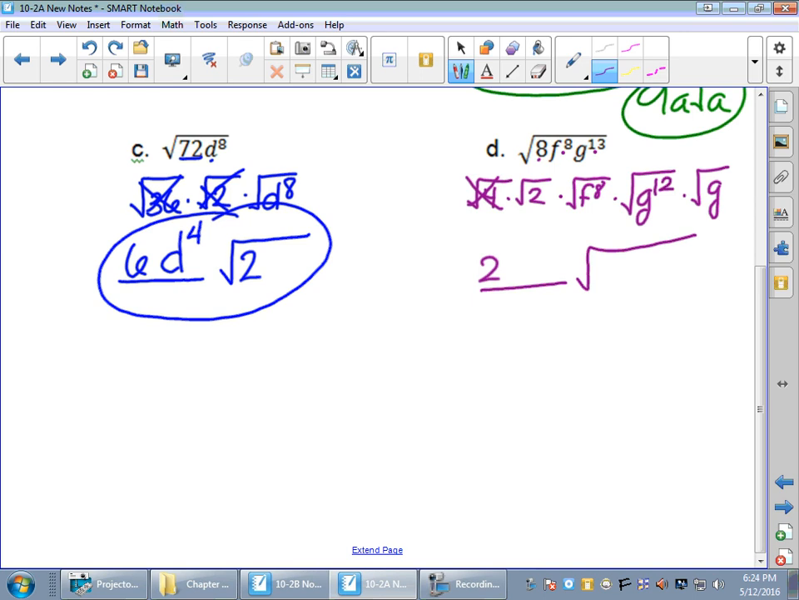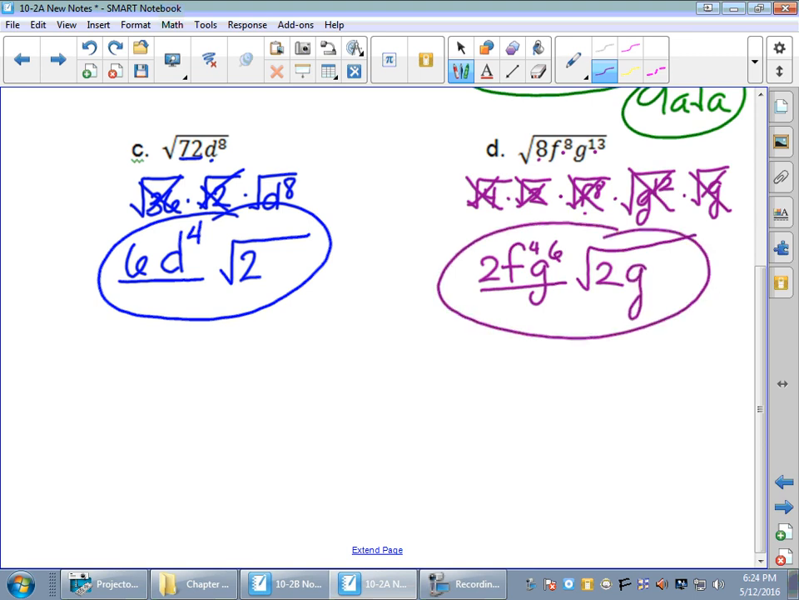becomes a 2 on the outside. Square root of 2 ends up going inside the radical. The square root of F to the 8th becomes F to the 4th outside. The square root of G to the 12th becomes a beautiful G to the 6th on the outside. And the square root of G is the leftover irrational part. That right there is the simplified form of that radical.